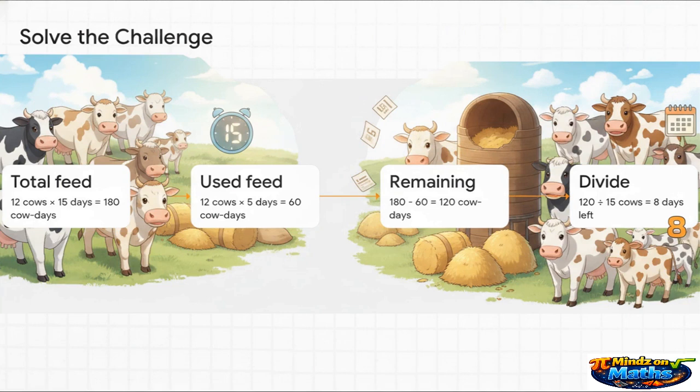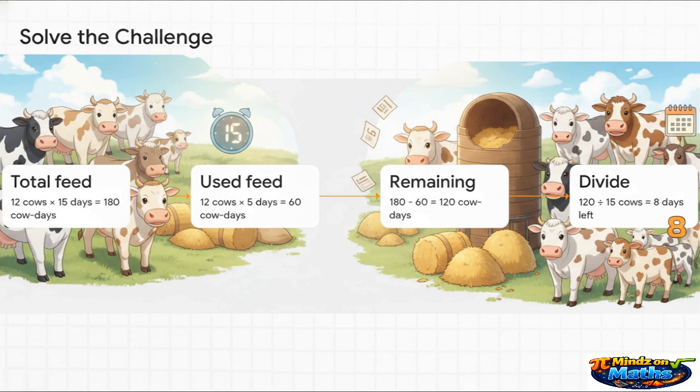Step 1, find the constant. 12 cows times 15 days means the farmer has a total of 180 cow days of feed. You can think of a cow day as just 1 unit of food for 1 cow for 1 day. Step 2, 5 days pass. So, 12 cows eating for 5 days uses up 60 cow days of feed. Step 3, subtract that from the total. 180 minus 60 leaves 120 cow days of feed remaining.